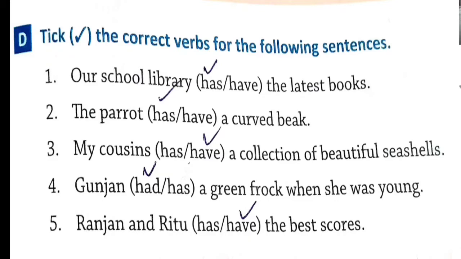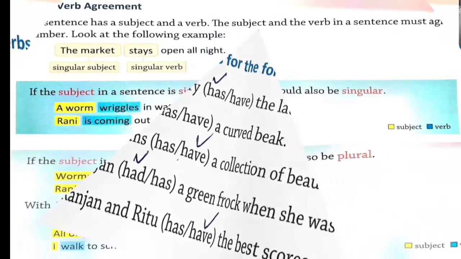Ranjan and Ritu, has or have, the best score. You can see Ranjan and Ritu, we are talking about plural form. Two names are given, one is a boy, another is a girl. That's why you have to use have here. In plural case you have to use have.